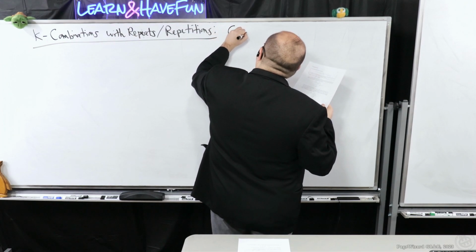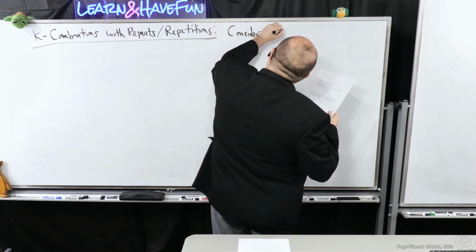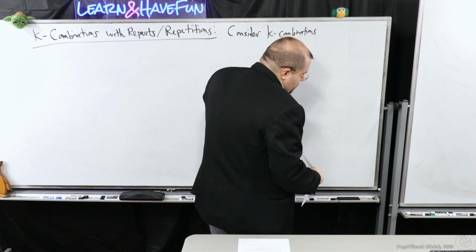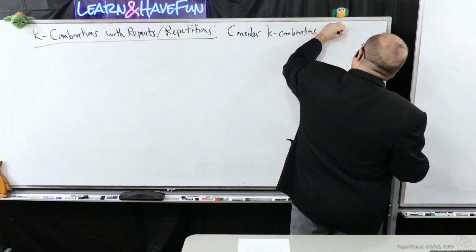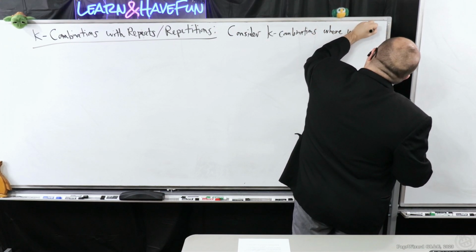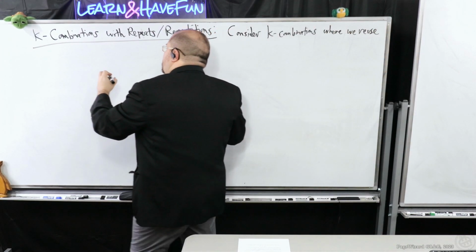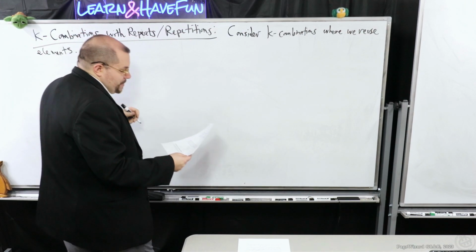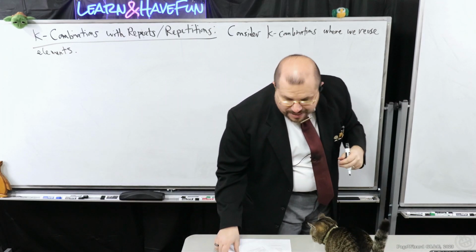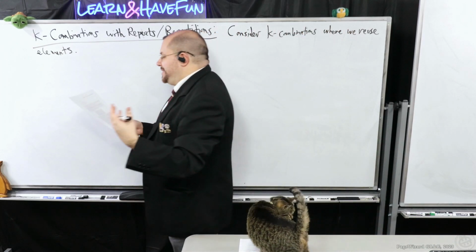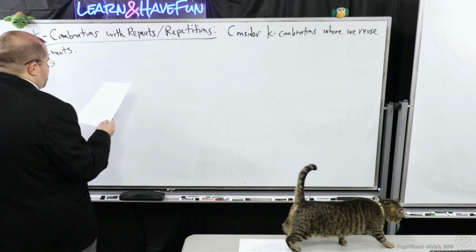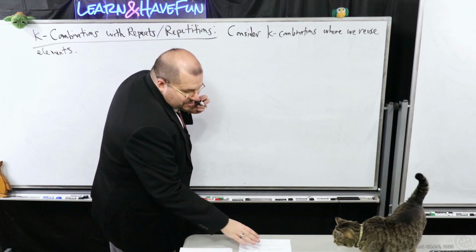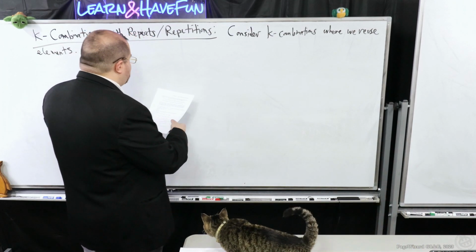So consider k combinations where we may reuse elements. Now we're going to need a somewhat different object to represent these things, because, remember, sets don't contain duplicates, right? So what are we going to use to represent this? We're going to use something called a multiset.